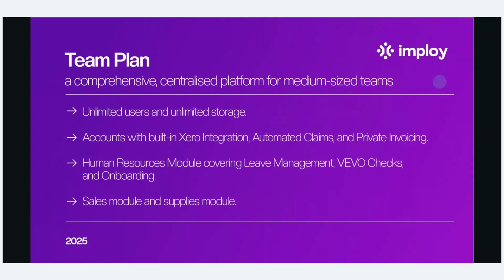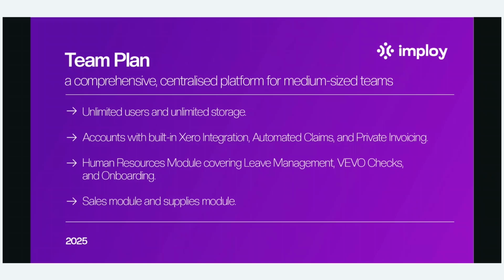The next tier will be the team plan. So this will include a few more things. Unlimited users, unlimited storage. We will have Xero as well as MYOB, as well as QuickBooks integration. The automated claims, which I will tell you guys about at the end, which is quite exciting, and the private, which includes the single and the bulk invoicing.